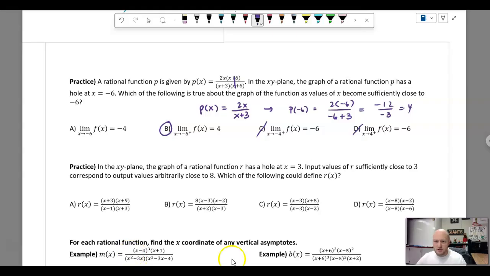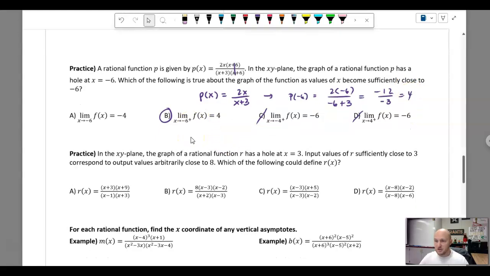All right, hopefully for this one, you canceled the x plus 6 factor, meaning you have a hole at negative 6, and then we evaluate our reduced function at negative 6. So when you do that, you should get negative 12 over negative 3. Two negatives make a positive. Answer is a positive 4, B. Did you get it?